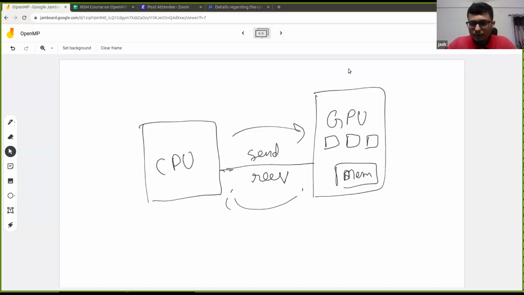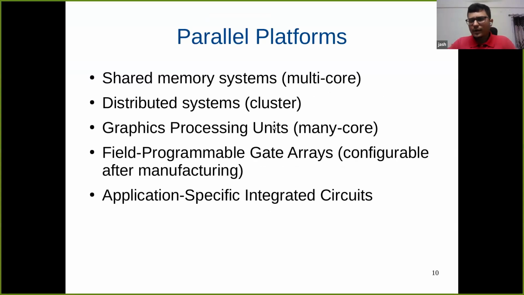Now let us move back. So apart from that, we have FPGAs, which is field programmable gate arrays, which are configurable after manufacturing. And then we have ASICs, which is application specific integrated circuit. So if you want to have a system for a particular domain, like let's say you want to have a specific IC for just graph processing or just image processing and so on, then you can use ASICs.